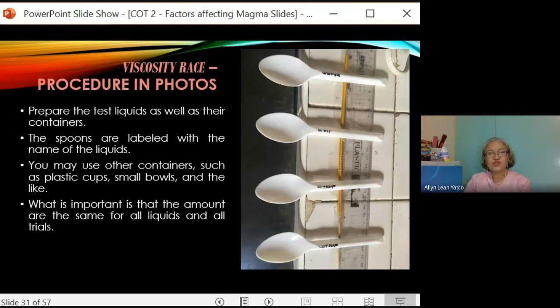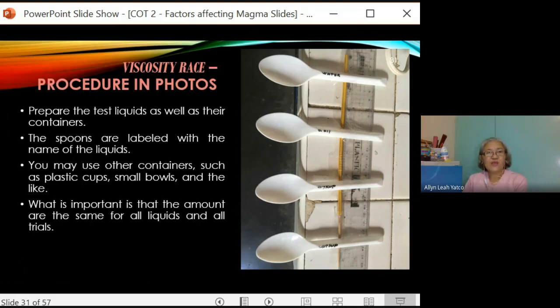Now let's have the procedure or the steps. I have included in the procedure some photographs from when I performed the experiment before presenting them to you. So let's see.